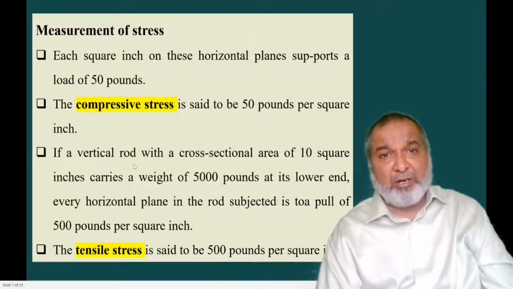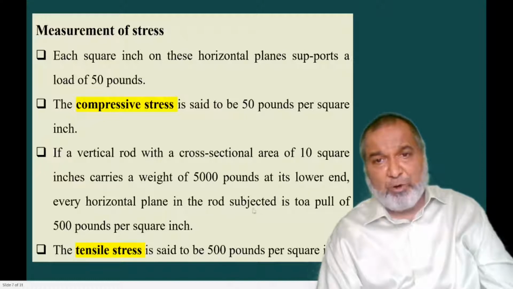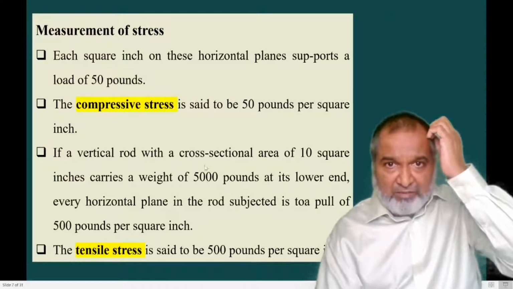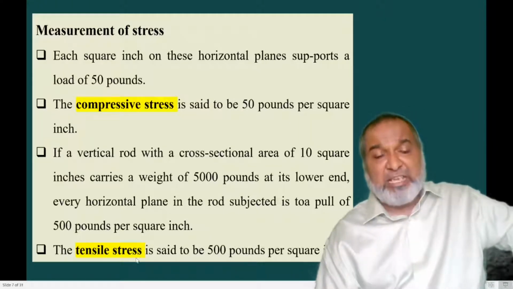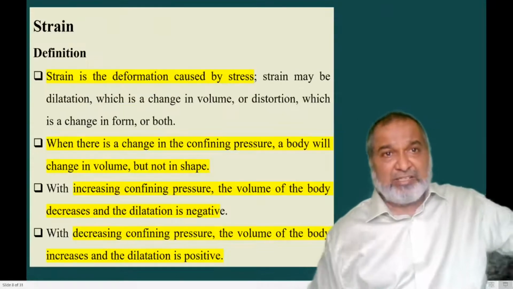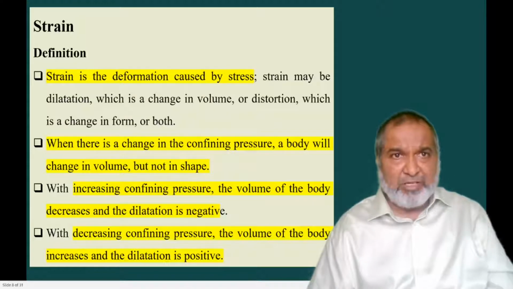If a vertical rod with a cross-section area of 10 square inches carries a load of 5,000 pounds at the lower end, every horizontal plane in this rod is subjected to a pull of 5,000 divided by 10, so 500 pounds per square inch. The tensile stress is said to be 500 pounds per square inch. Tensile stress means we are pulling the body away from itself.